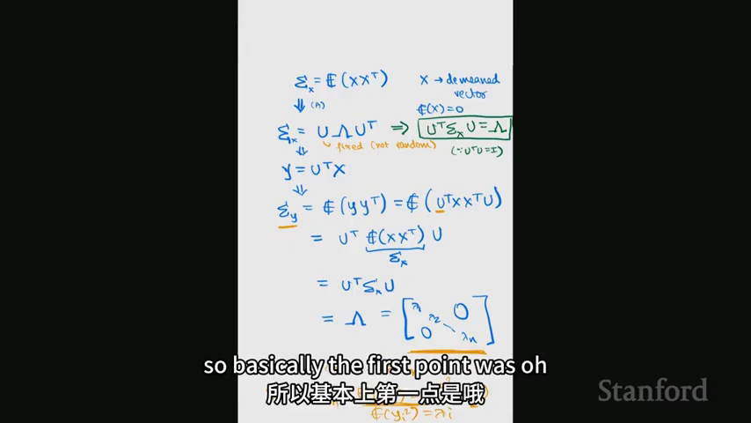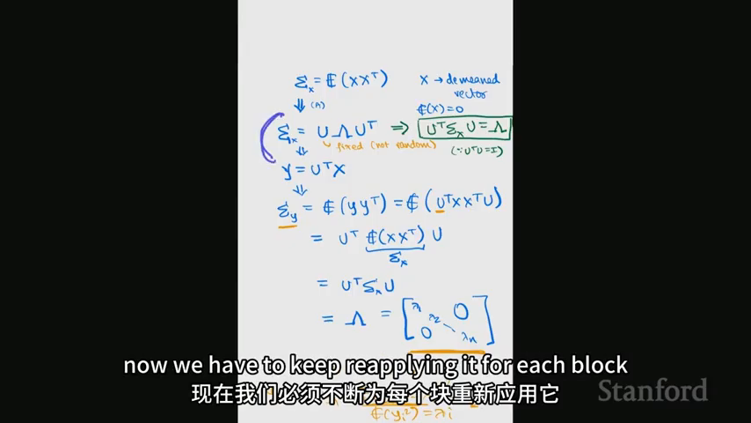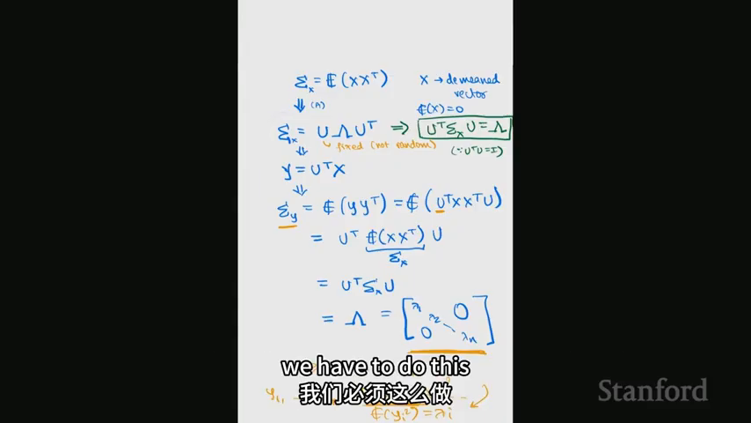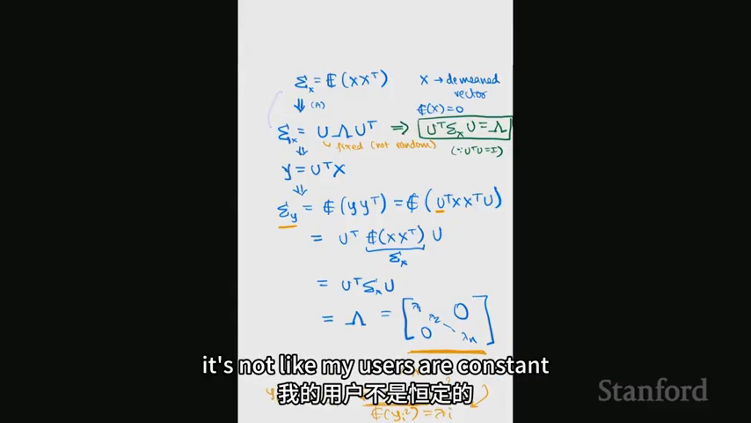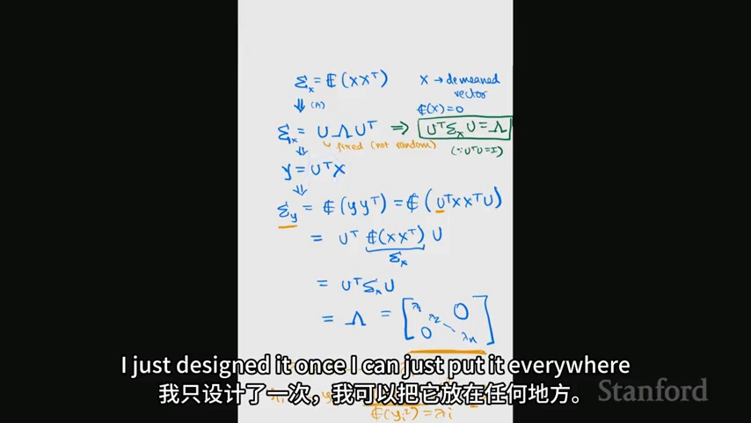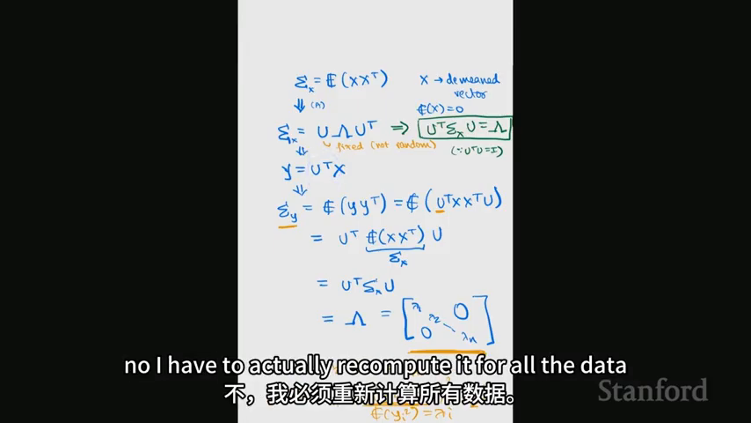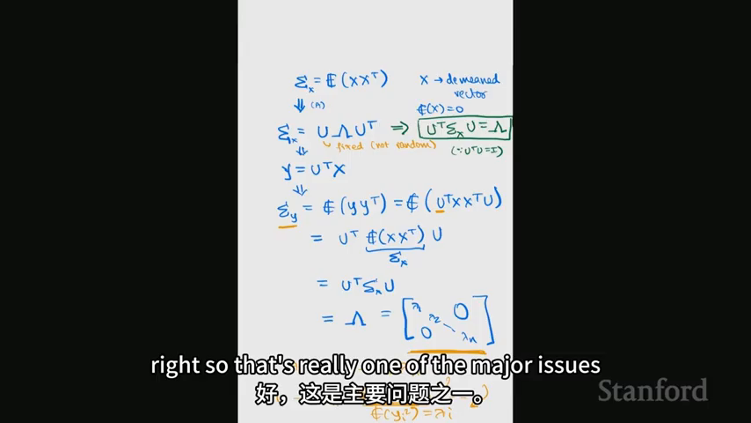So basically the first point was, now we have to keep reapplying it. For each block we have to do this, and that's because my scheme is data dependent. It's not like my U is a constant that I designed once and can just put everywhere. No, I have to actually recompute it for all the data. So that's really one of the major issues.